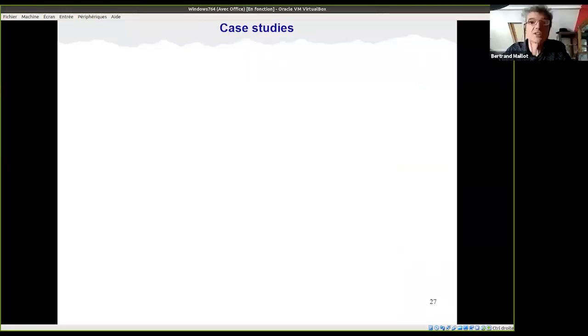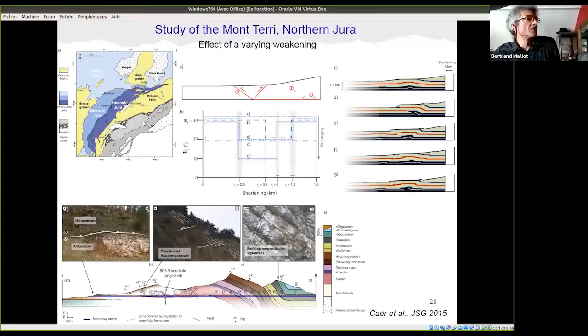Now some case studies, because I'm left with about 15 minutes of case studies. I guess you wanted to see some geology now. First case study is the Mont Terri in the Northern Jura. Sorry, there's only one R here, I made a mistake. This is Lausanne. This is Genève, the Lac Léman, the Central Alps, the Molasse Basin, and the Jura here. We are at the north part of the Jura right here.